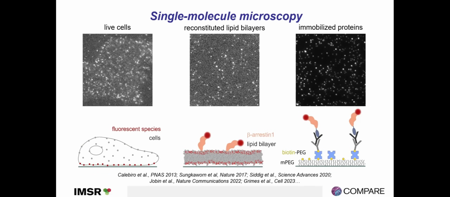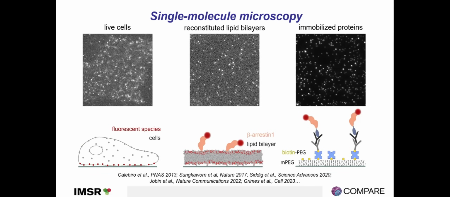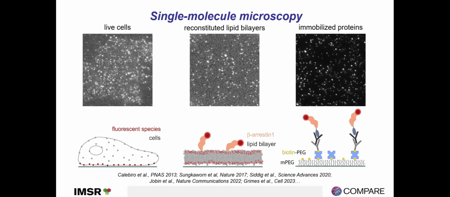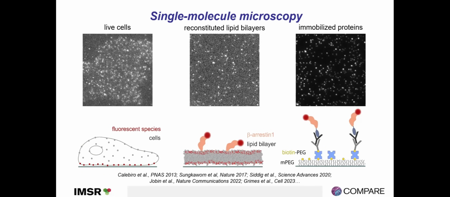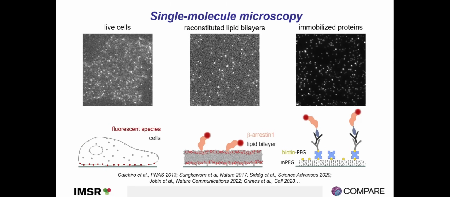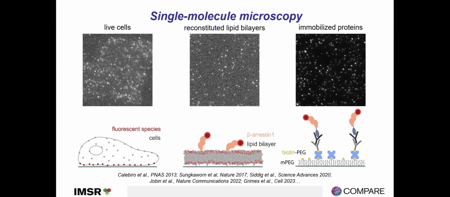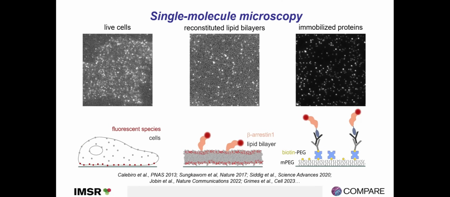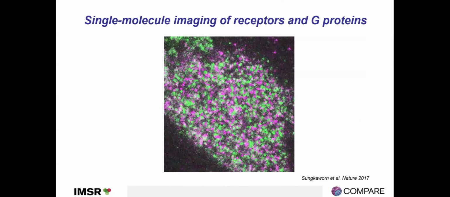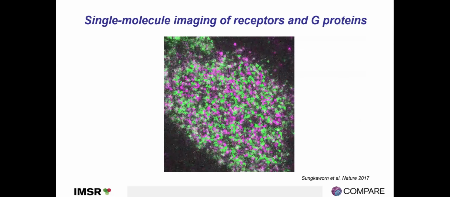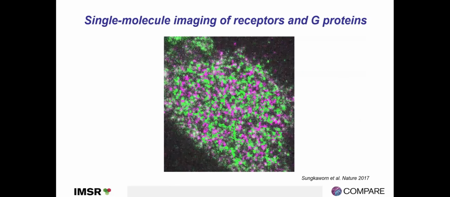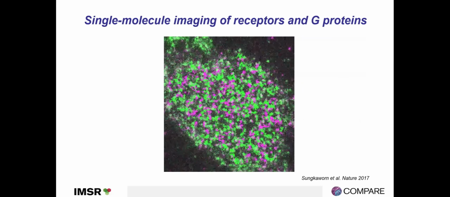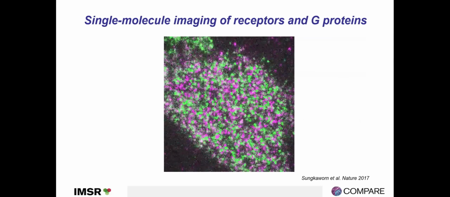We can work with reconstituted systems, for instance, like supported lipid bilayers, where we can add fluorescently labeled proteins. This is an example with fluorescently labeled beta-arrestins. I will come back to that. Or we can work with immobilized proteins, doing, for instance, single molecule FRET experiments, where we're looking at conformational dynamics within single proteins. And this is an example of a paper we published a few years ago, where we applied these methods to monitor receptor-G-protein interactions at the single molecule level.